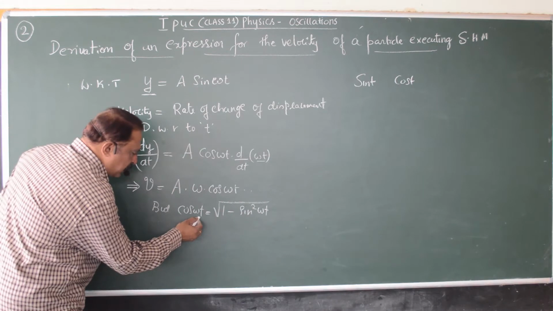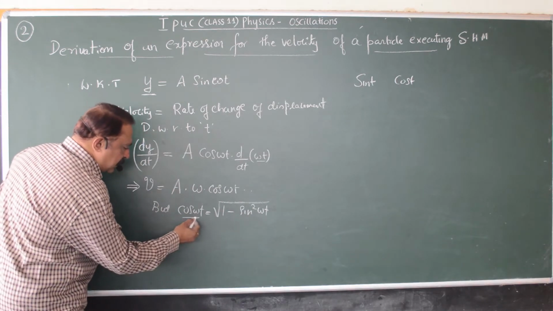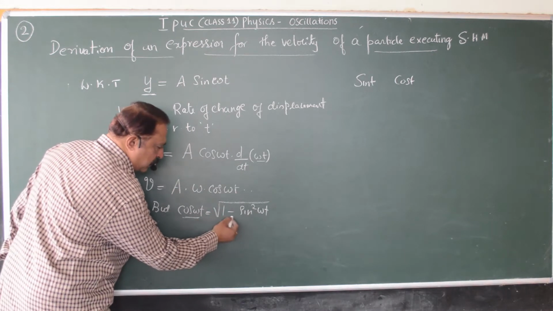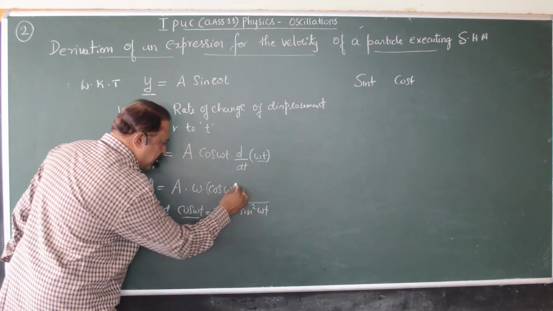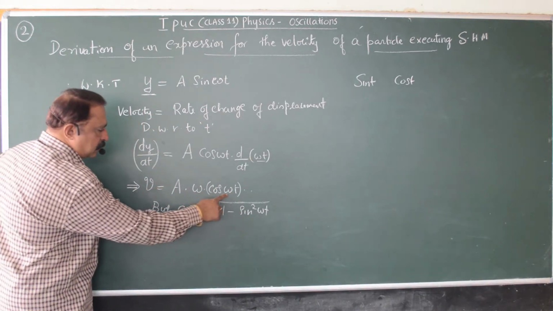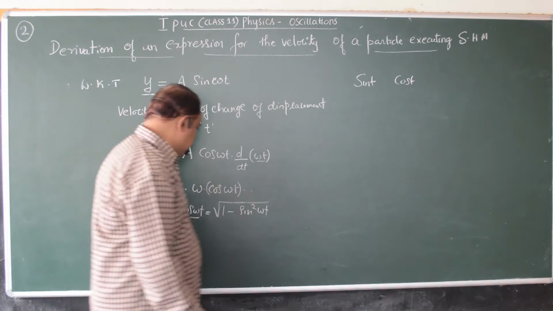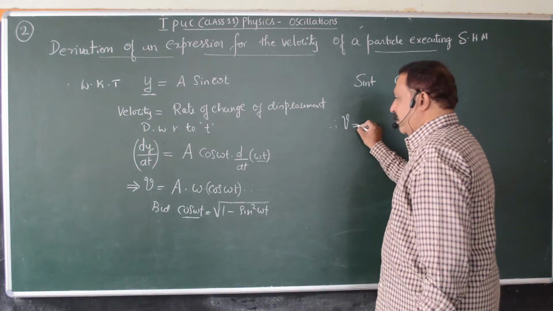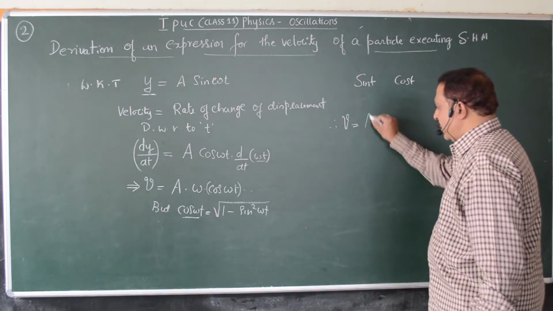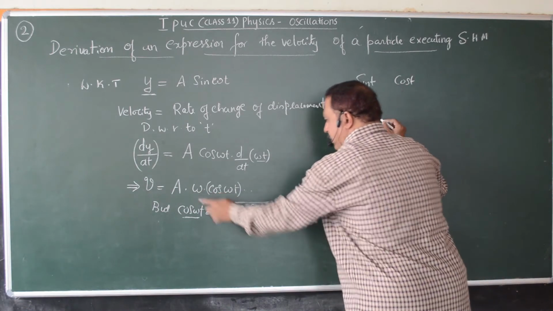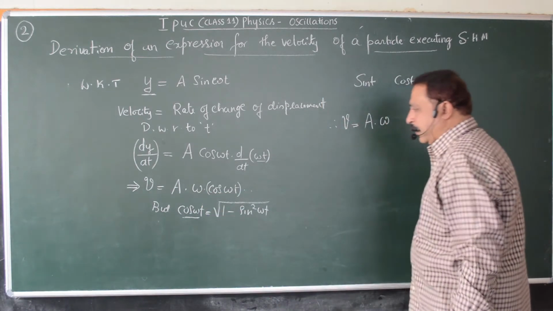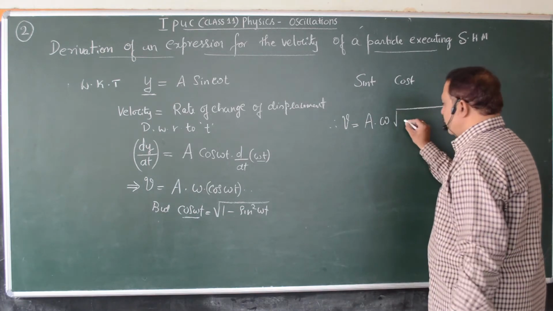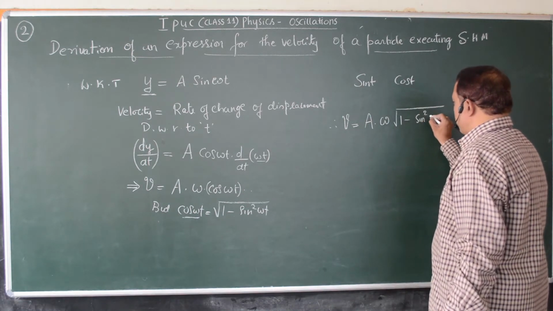Now, let's substitute the value of cos omega t as the square root of 1 minus sine square omega t in the velocity equation. Therefore, the velocity of the particle executing simple harmonic motion is a omega into the square root of 1 minus sine square omega t.